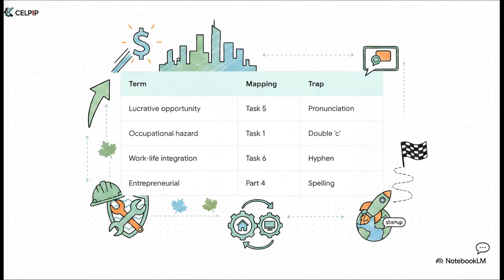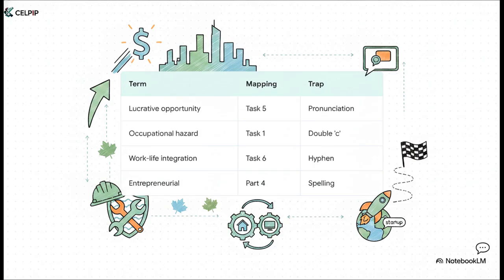Let's shift gears over to corporate opportunities and hazards. First, a lucrative opportunity. You can present a lucrative opportunity in speaking task 5 persuasive pitches, particularly when discussing booming tech and real estate sectors. Pay close attention to the pronunciation. It's lucrative. Next is occupational hazard.